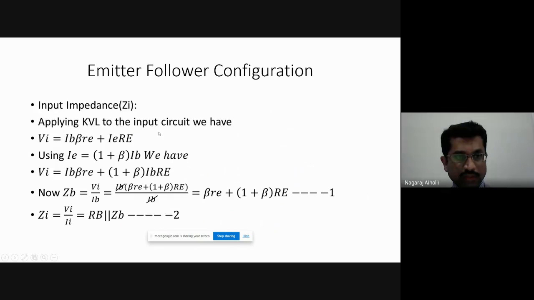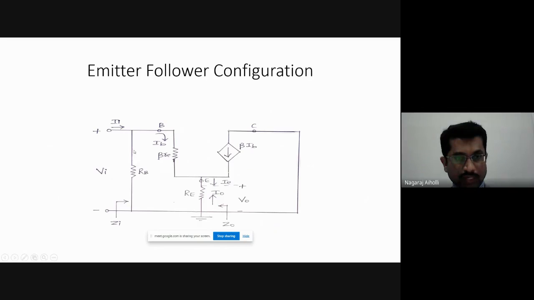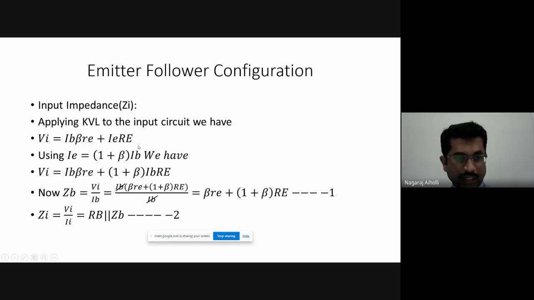Applying KVL to the input circuit, we have Vi is equal to IB into beta RE plus IE RE. Now, if you want to find the input impedance, you have to express the current IE in terms of IB. IE will be 1 plus beta into IB. Remember, whenever you are finding the input impedance, after you write the KVL equation, substitute for the emitter current using IE is equal to 1 plus beta into IB.